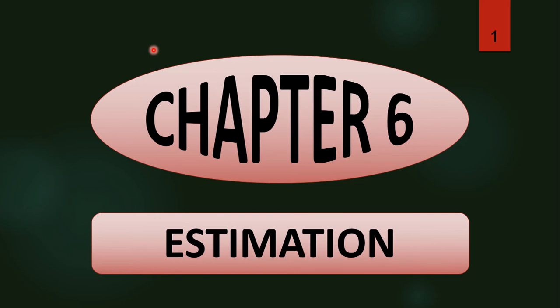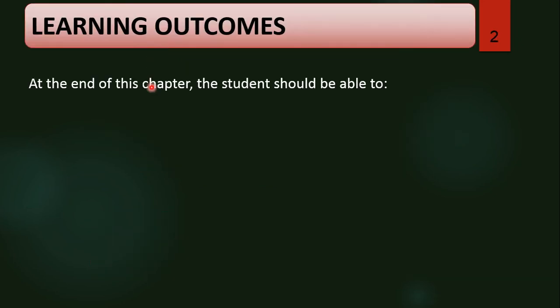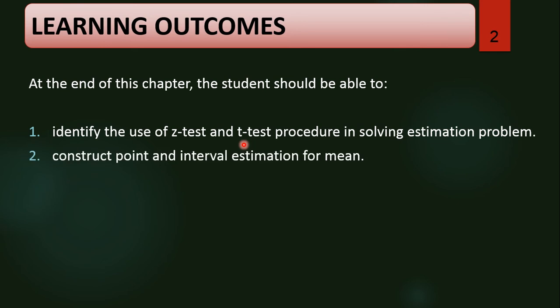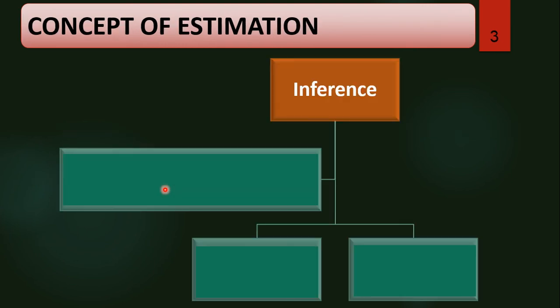Chapter 6 Estimation. The learning outcome for this chapter is that the student should be able to identify the use of Z-test and T-test procedure in solving estimation problems. The second one is to construct point and interval estimation for the mean. The third one is to determine the sample size for the mean when we are given the maximum error.